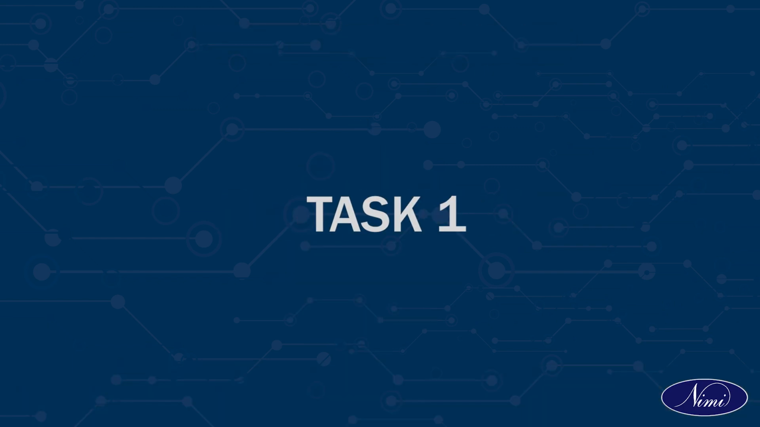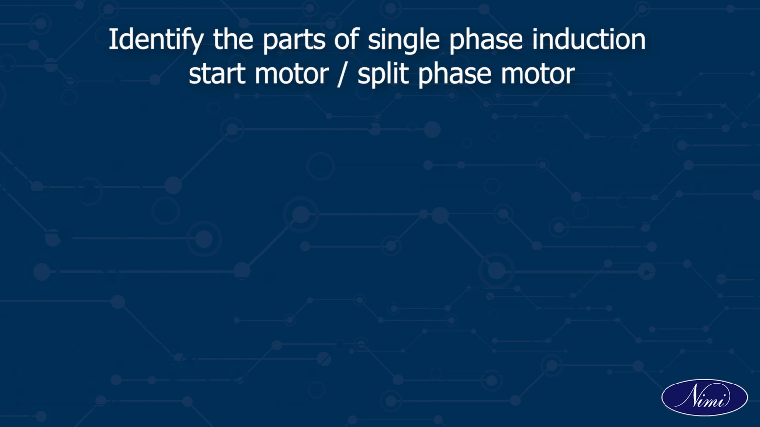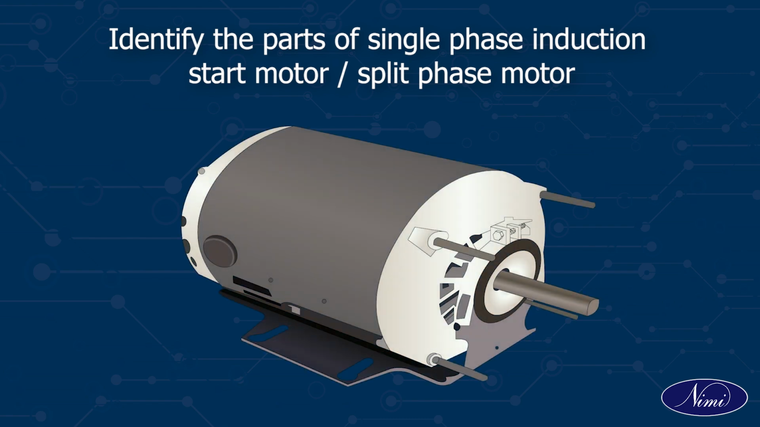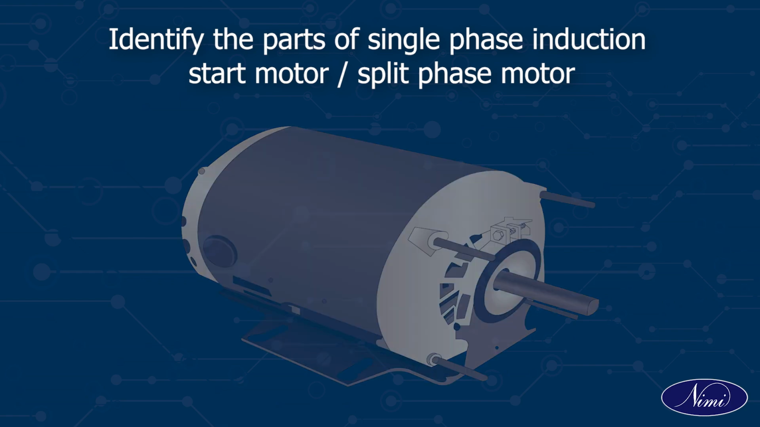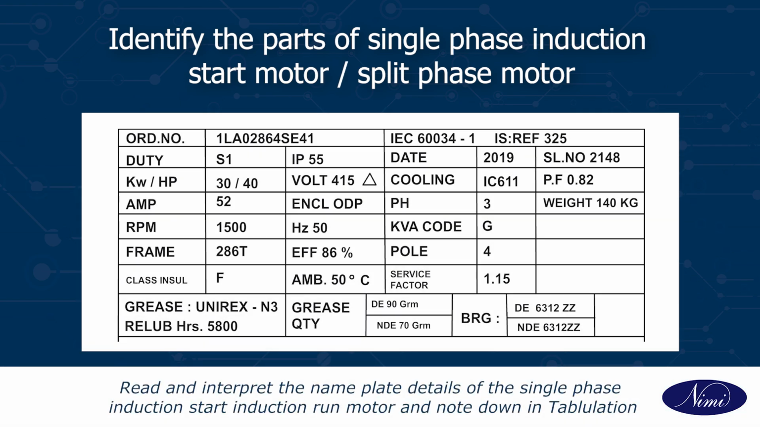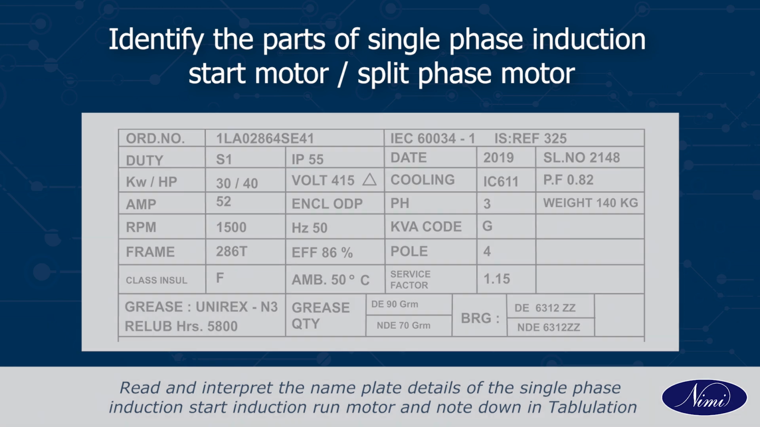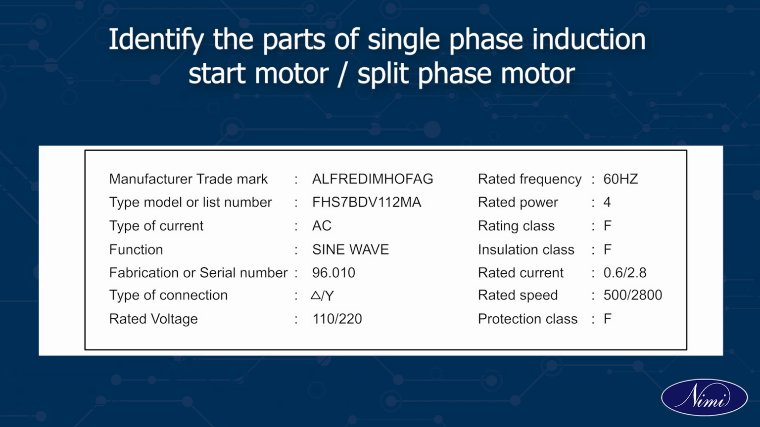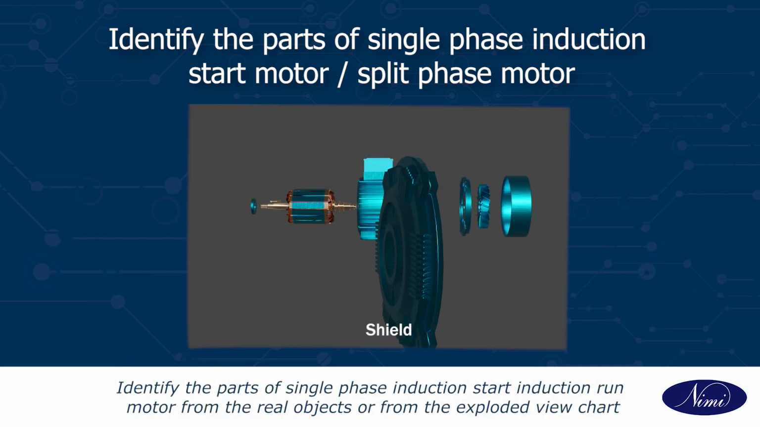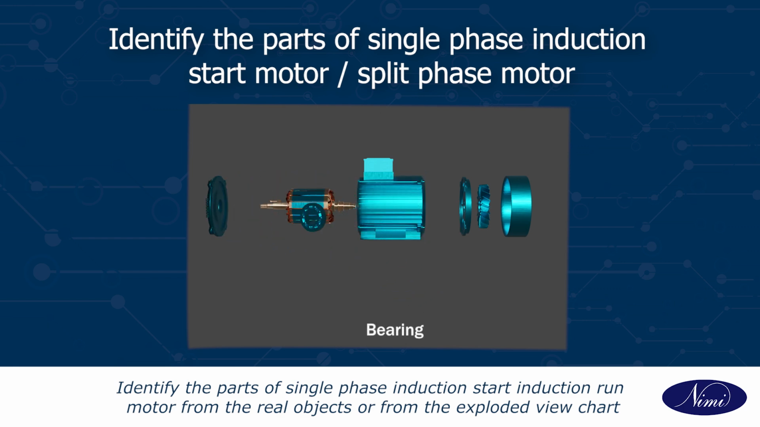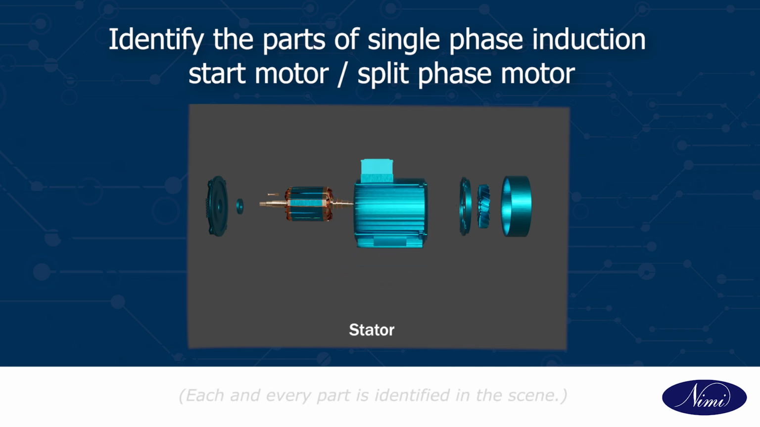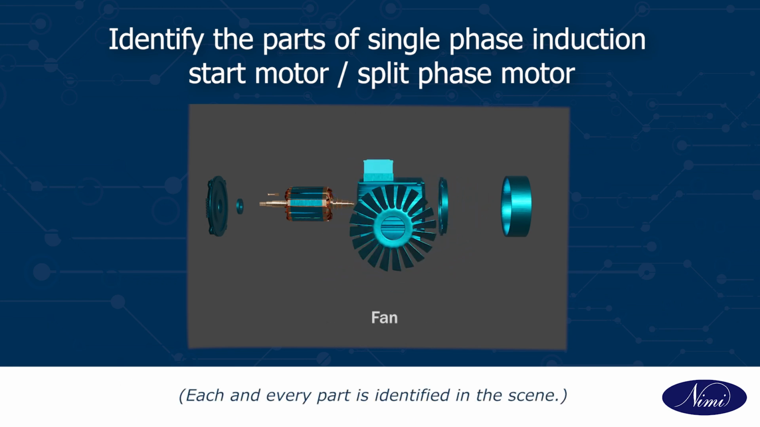Procedure. Task 1. Identify the parts of single-phase induction start motor or split-phase motor. Read and interpret the nameplate details of the single-phase induction start induction run motor and note down in tabulation. Nameplate details. Identify the parts of the single-phase induction start induction run motor from the real objects or from the exploded view chart. Each and every part is identified in the scene.